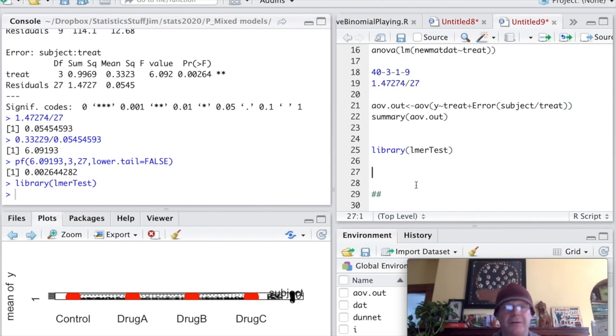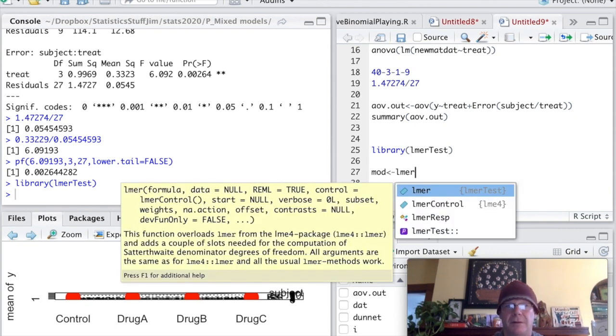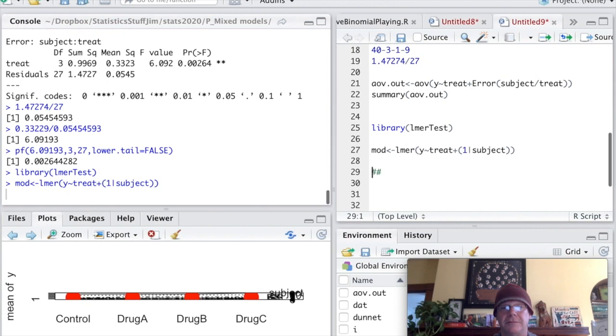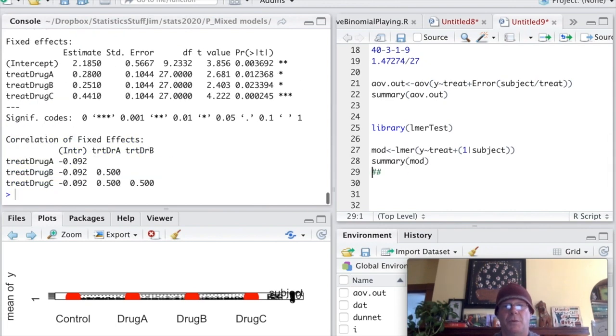Okay, so let's go ahead and do that. I'm going to say that my model is going to be an lmer, where y is some function of treat, and then I'm going to say I would very much like it if each subject got their very own intercept. So I go ahead and do that, and now I can look at the summary of my model.